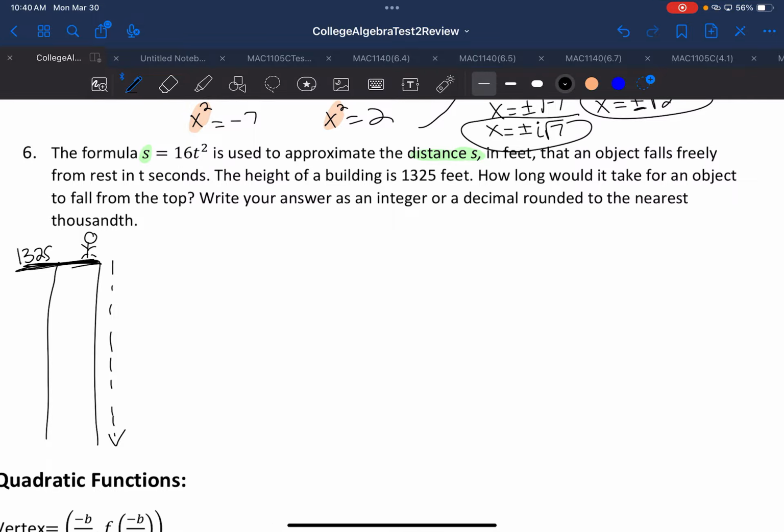And they want me to find how long, which means I'm trying to solve for t. I don't know t, but I do know the distance that they're dropping it. They're dropping it from 1,325 feet. And that is what S represents, the distance. So all I need to do is plug in 1325 for S.